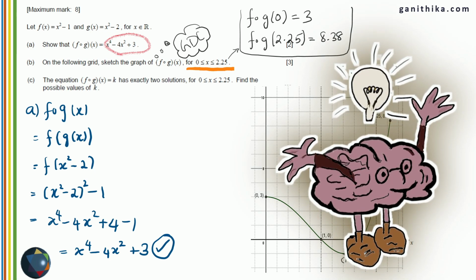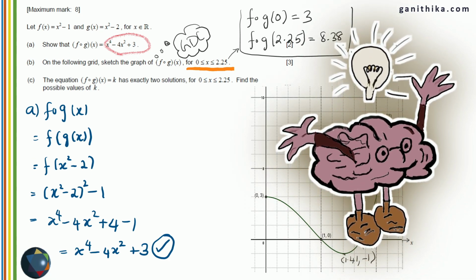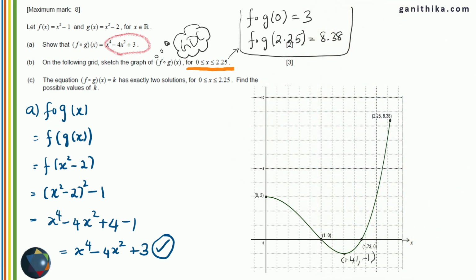Be careful that you are not supposed to give any part of the graph before 0 and after 2.25. It should stop at 0 and it should stop at 2.25. Only then you will get the marks for this question.